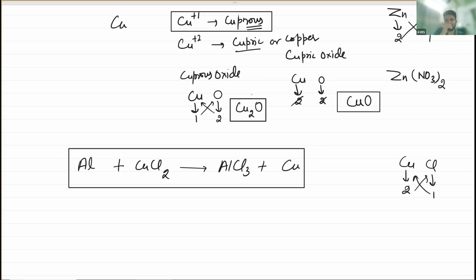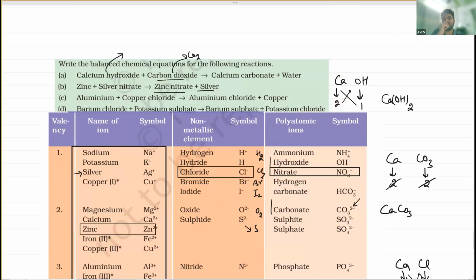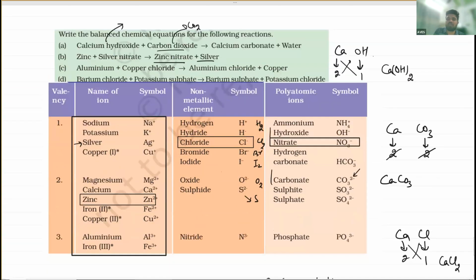Okay? Next, if I ask you barium chloride when reacting with potassium sulfate. Write down the formula of barium chloride first in your copy, then potassium sulfate, then barium sulfate, then potassium chloride. Write all the formulas, please.